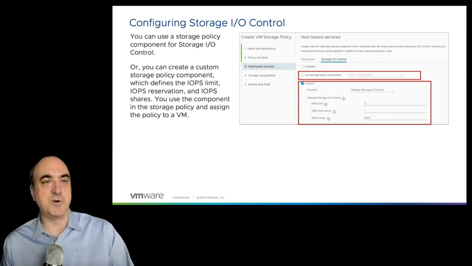So in this example, we're actually creating our own right here in the policy administration page, right? So we're creating some host-based services. We're going to go ahead and create our own, basically setting 1,000 shares without setting any of the other parameters. One IOP reserved isn't much of a reservation, and a -1 on the IOPS limit basically means there is no limit.